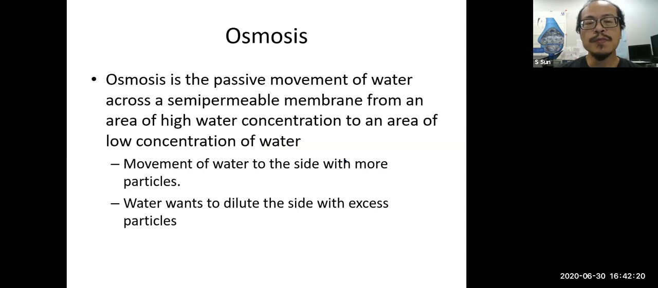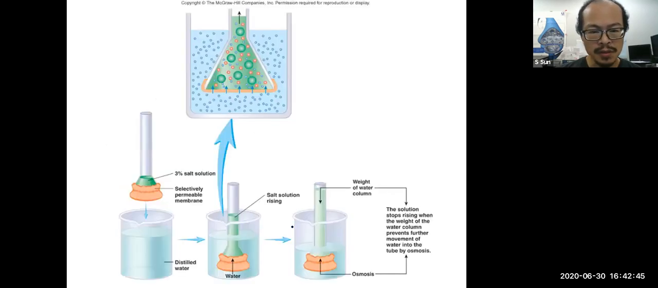So for the water movement, it will move to the side with more particles. It will move to dilute the side with excessive particles. So they will move to the higher concentrated region. So that's the osmotic pressure. So here is an example.